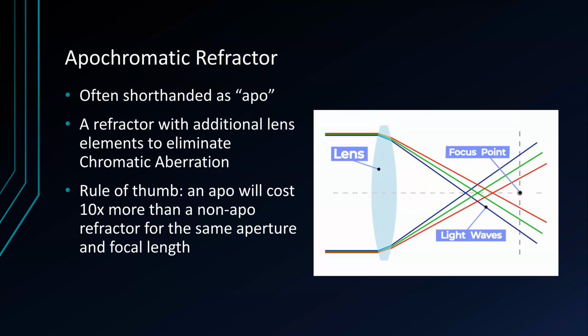The downside is that that extra glass is going to cost you significantly more. The general rule of thumb often cited is, if you're looking at a refractor and you like its specs but it's not an APO, it's going to cost 10 times more to get that scope as an apochromatic scope. So this could take a $100 refractor to being a $1,000 refractor. So if you are looking at apochromatic scopes, these are very much ones where you go for the smaller apertures.